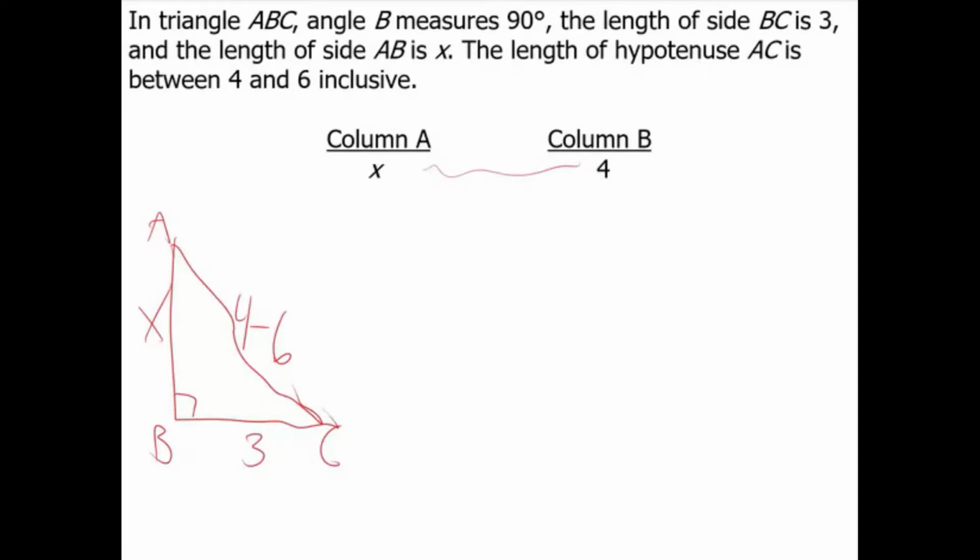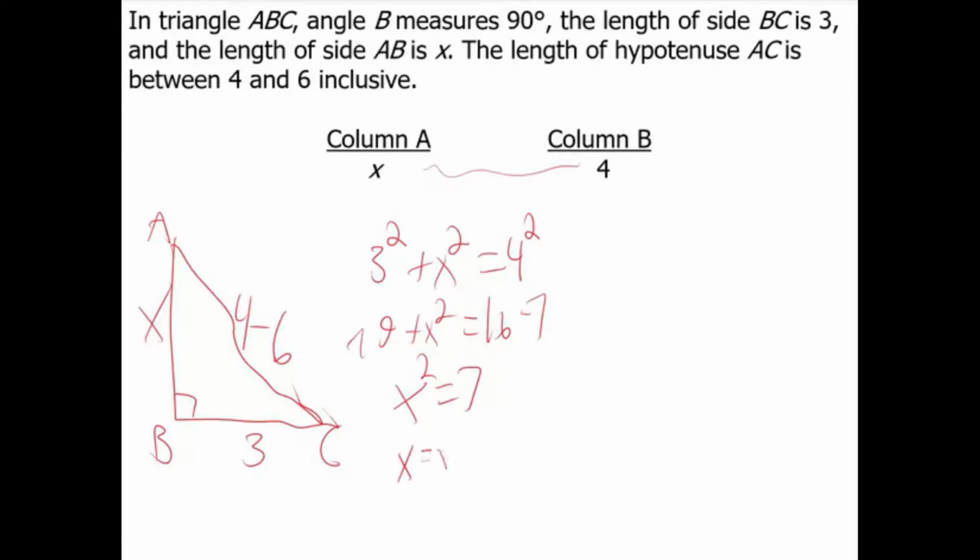So since it's a right triangle, we can use the Pythagorean theorem here. And what I'm going to do is just write 3 squared plus x squared. Now for the hypotenuse, I'm going to put 4 squared first. Because if we calculate the value of x and it turns out to be greater than 4, well, we've got our answer, since 4 is the least possible value for the hypotenuse. So let's do 9 plus x squared equals 16. Subtract 9 from both sides. X squared equals 7. X equals the square root of 7.